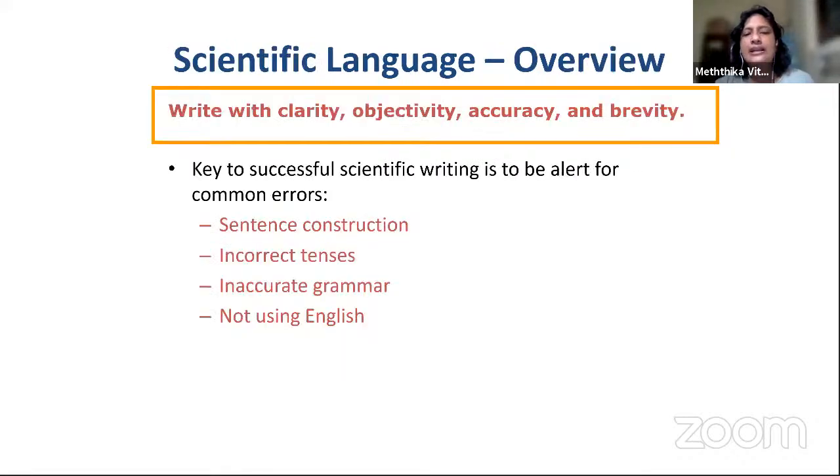So why is language important? Because you need to write in a very clear manner. And you have to write in an objective manner. And whatever you are writing should be accurate, right? So you need to consider sentence construction, tenses, grammar, these things. So it is important.